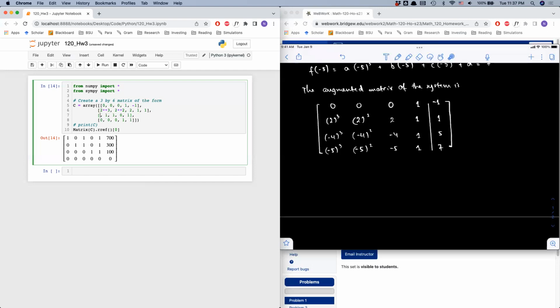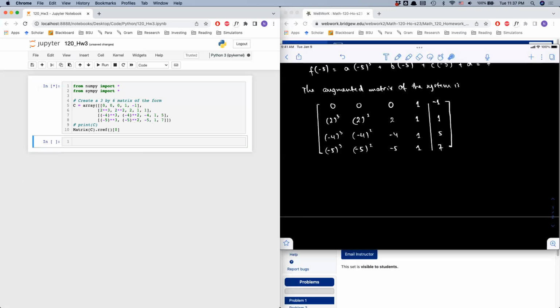The third row gives me -4 cubed, then -4 squared, then -4. The next entry is 1, and the last entry is 5. Now for the last row, I have -5 cubed, -5 squared, -5, 1, and +7. Now let it run and see what we have here.